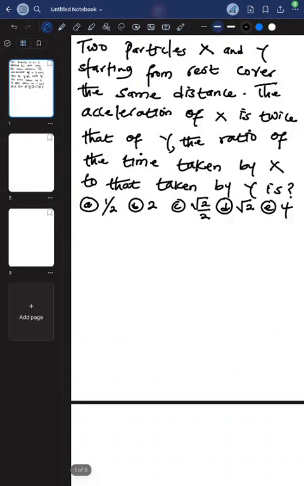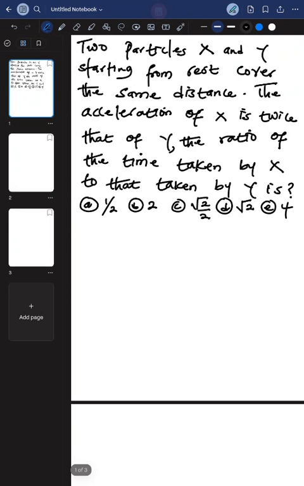All right, guys. So today we are going to be solving some questions on motion mechanics. So let's start with this question. The question says, two particles X and Y starting from rest cover the same distance. Now, I want you to take note of this.